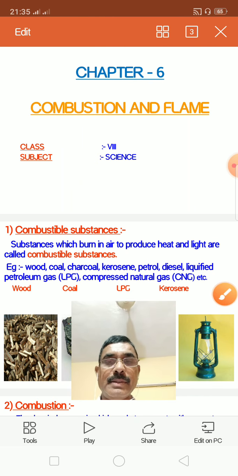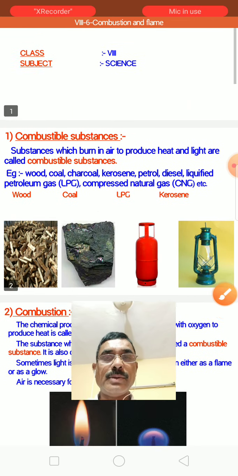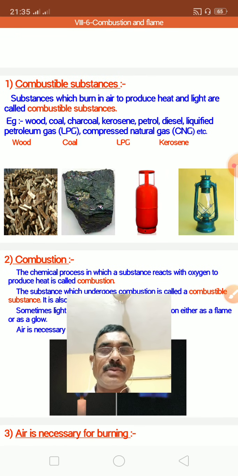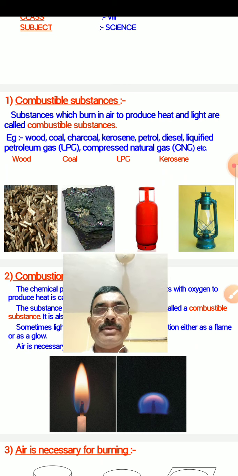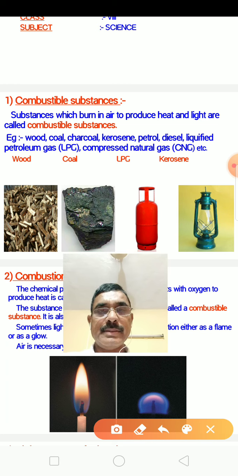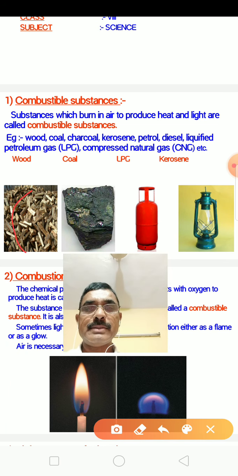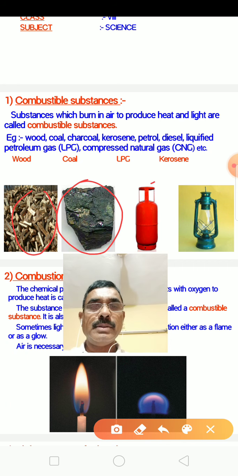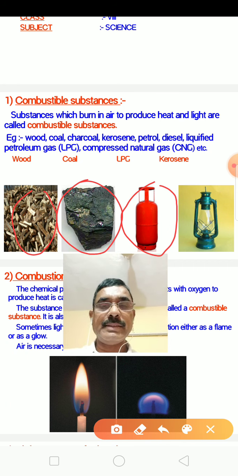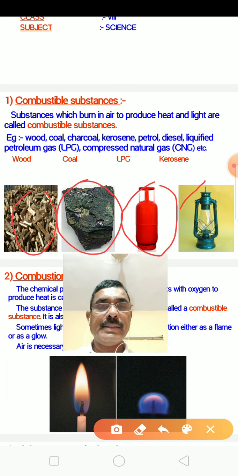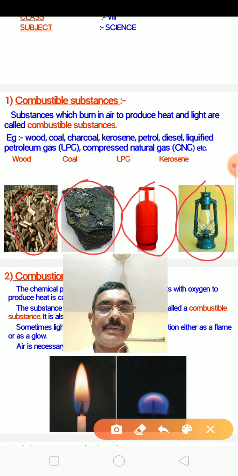For example, wood, coal, charcoal, kerosene, petrol, diesel, liquefied petroleum gas, that is LPG, compressed natural gas, that is CNG, and many more substances are combustible in nature. You see the pictures showing some combustible material that we use in our day-to-day life. So here is wood, then coal, then the cylinder filled with LPG gas that is used for cooking purpose, then kerosene that is used for lighting of lamps.